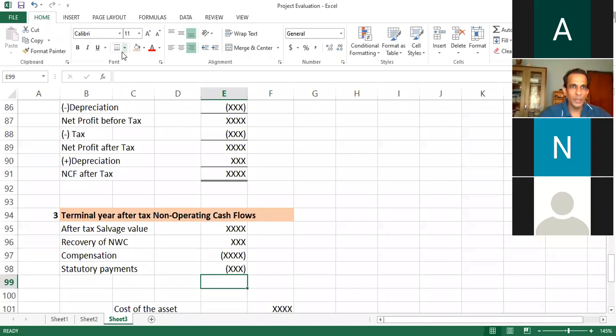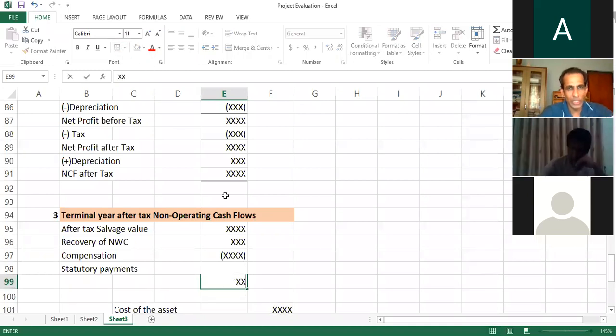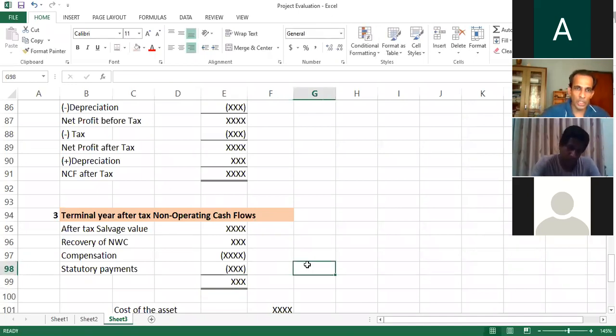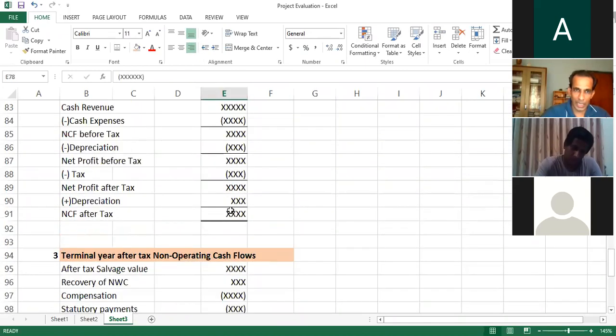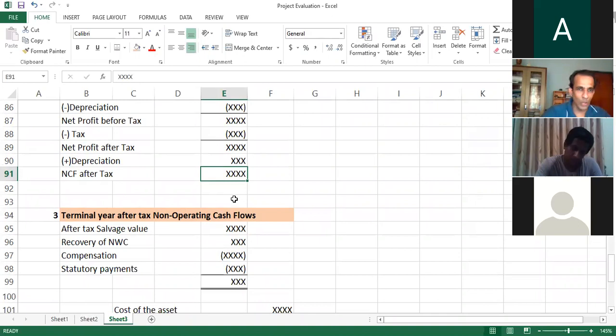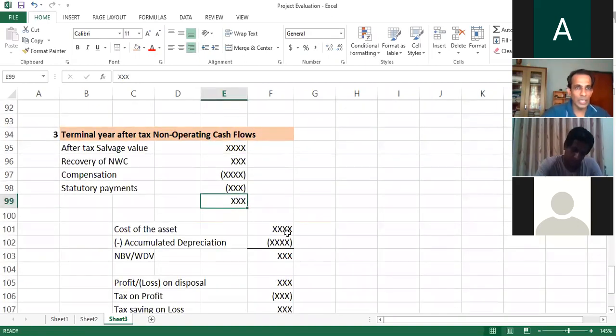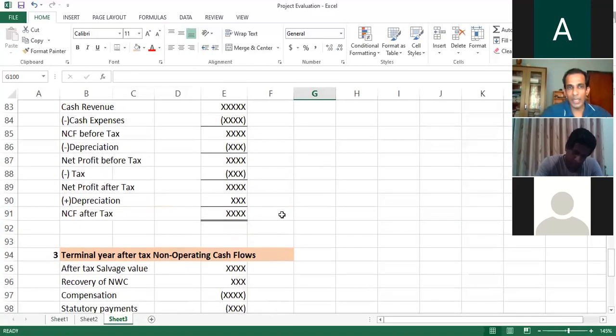So those are the main cash flows. The final value, whether positive or negative, depends on the relative strengths of the other figures. Usually this category has a negative value and this one has a positive value, and the final figure of this category depends on the relative strength of these cash flows. Sometimes if there is significant compensation or statutory payment, this will be negative. But if the salvage value is significant, then this will be positive. So these are the three main categories.